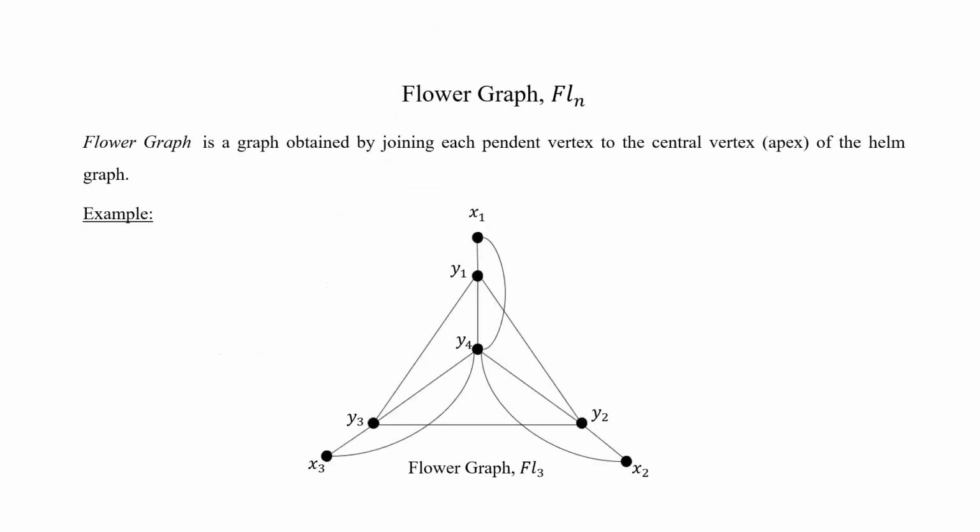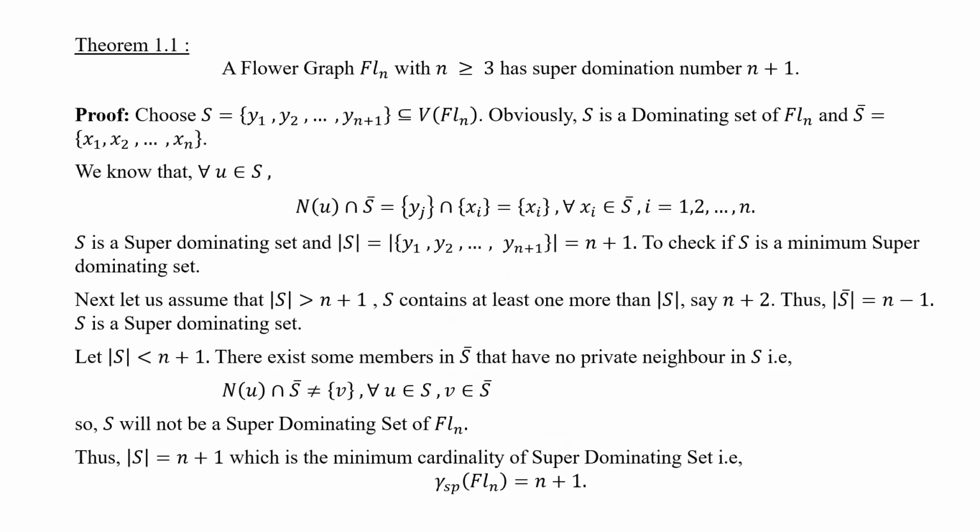The basic definition of a flower graph is that it is a graph obtained by joining each pendant vertex to the central vertex of the Helm graph. This is an example of flower graph FL3. There is a theorem which we have found: a flower graph with n greater than or equal to 3 has super domination number n plus 1.